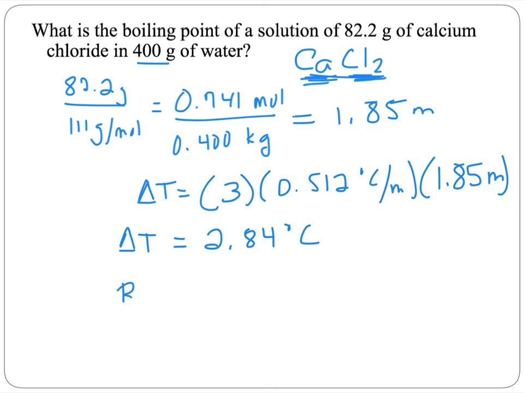What's our new boiling point? Well, the old boiling point of pure water is 100 degrees Celsius, and so our new boiling point would be 102.84, or 103 degrees Celsius to 3 significant figures. So you want to be sure when you're doing boiling points and freezing points that you provide not only the temperature change, but what the final boiling point or freezing point will be.